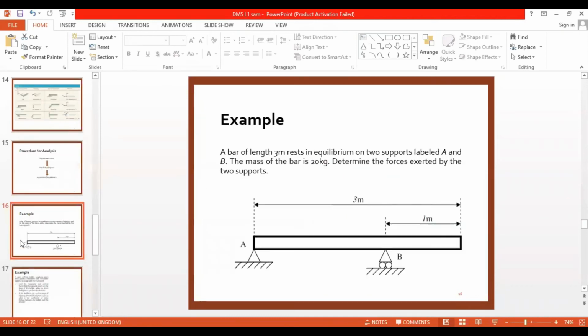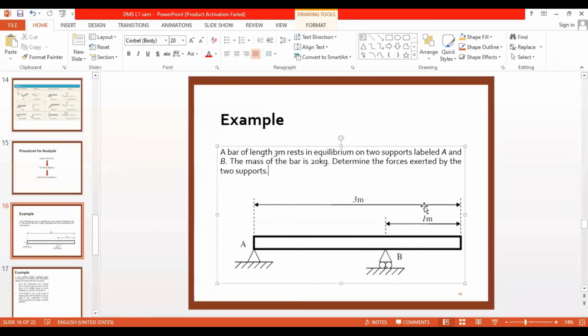Then we will go for an example now. So this is a question, right? We'll start from the simple question and then we'll go deep. A bar of length 3 meter is given, in equilibrium on 2 supports labeled A and B.